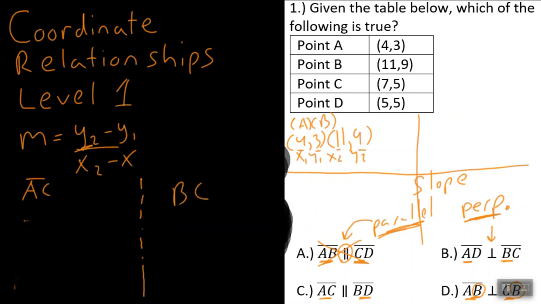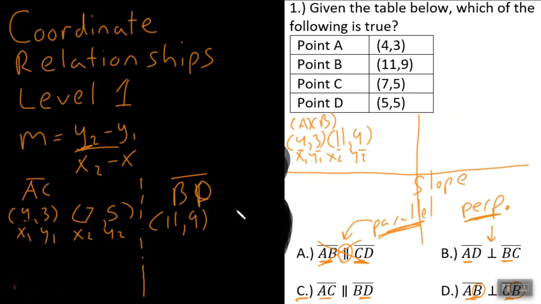Okay, so we have AC and BD as our letter C, and we're going to see if these are parallel. Let's see, where's letter A? Letter A is (4, 3), and letter C is (7, 5). Let's call it x1, y1, x2, y2. And over here for BD, we know that point B is (11, 9) and point D is (5, 5). Let's see what happens once we set this up.